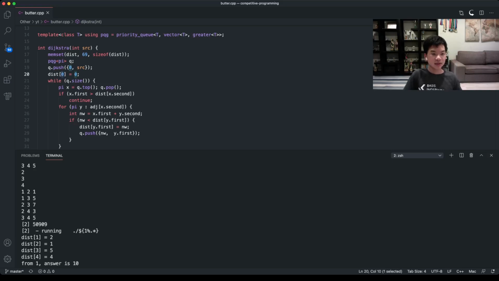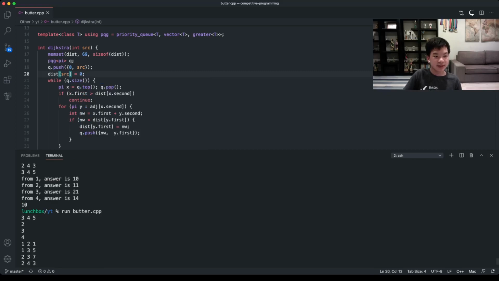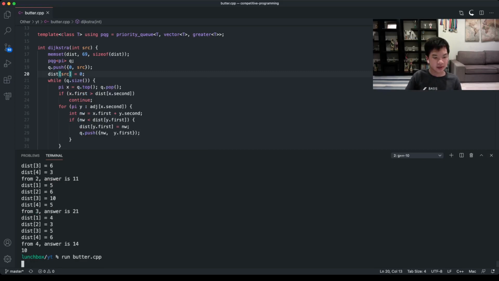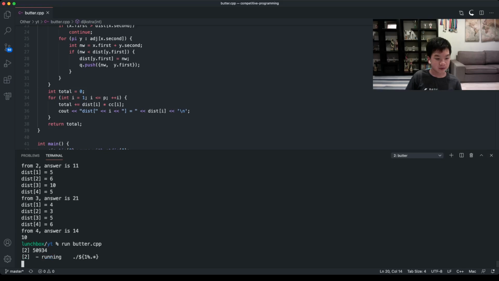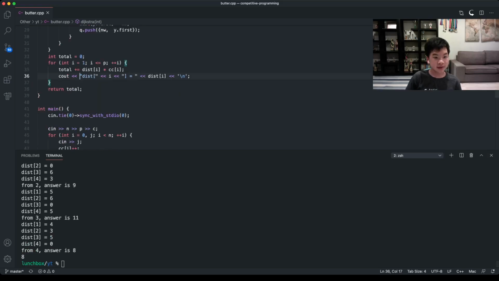Oh, okay, so I guess I made a mistake here. We're not actually setting distance 0 to 0. There should actually be source. All right, because if we set 0, that's basically not cool, because we don't actually have a 0 in our graph. All right, 8, which is correct.